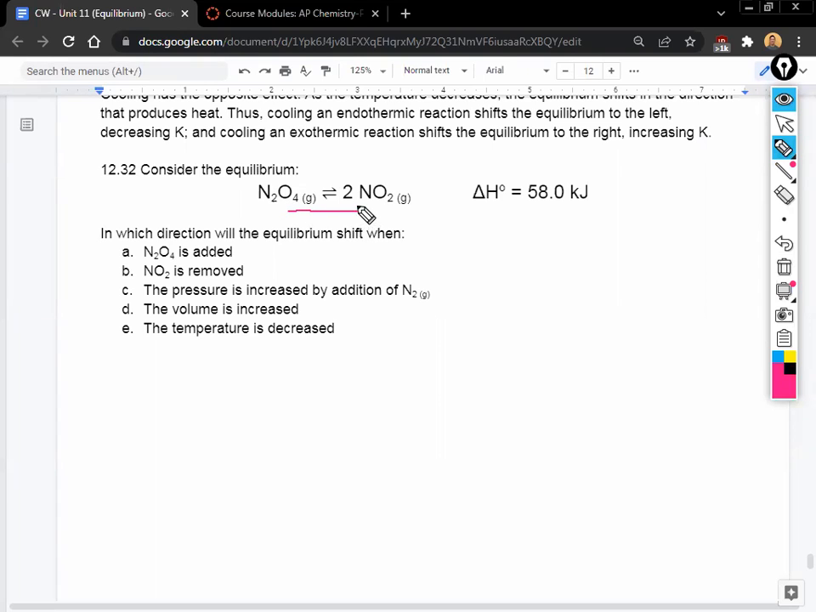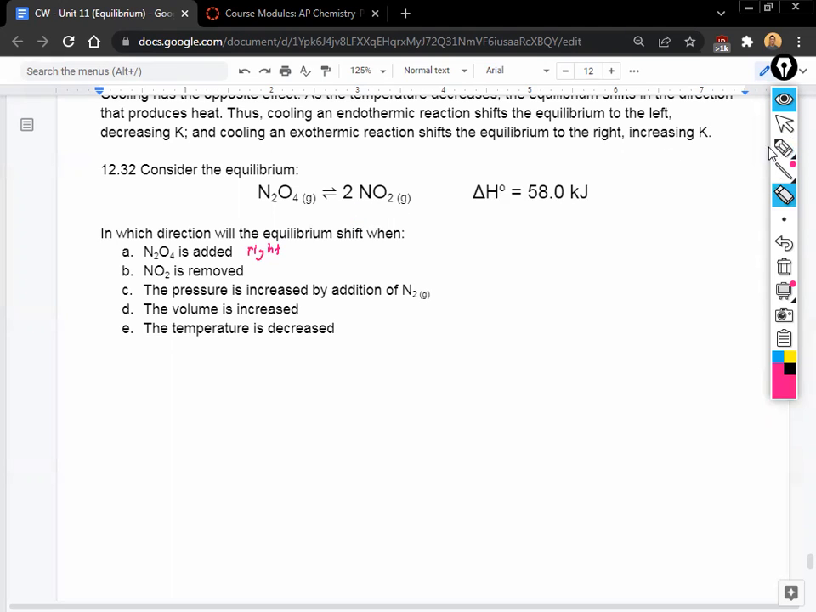To the products, right? Yeah, because N2O4 is a reactant. And so if I add more reactant, it's going to shift towards the products. So I'm just going to write that it's going to shift towards the right. Okay, that's going to be A. Super simple.